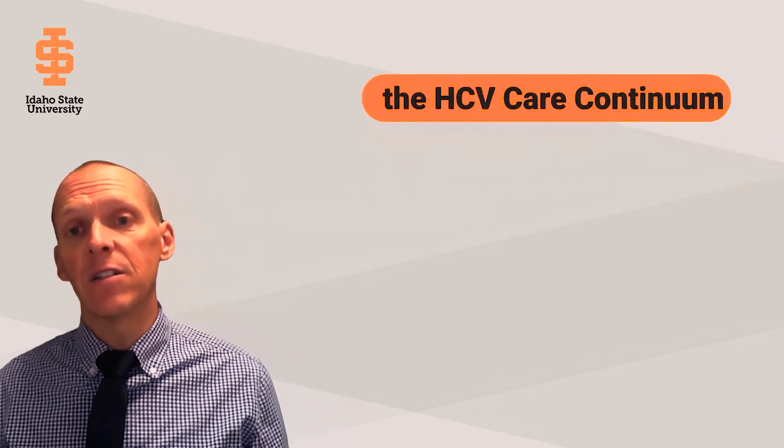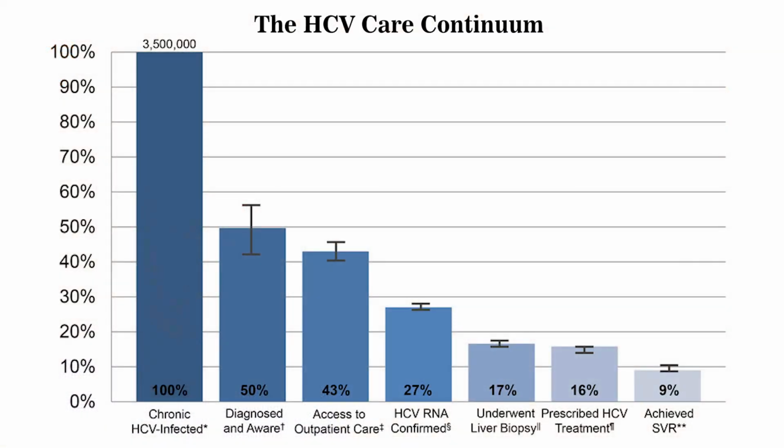One of the concepts that was introduced from a public health perspective several years ago was what's called the hepatitis C care continuum. What is great about this is that through public health surveillance and understanding of treatment, we were able to identify, again years ago, that there were about 4 million people living with hepatitis C in the US. Only about half of those were actually aware of their diagnosis.